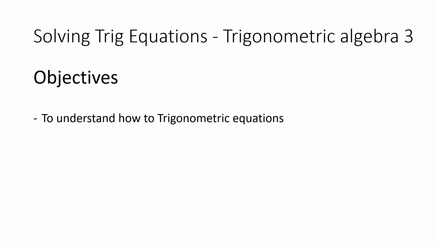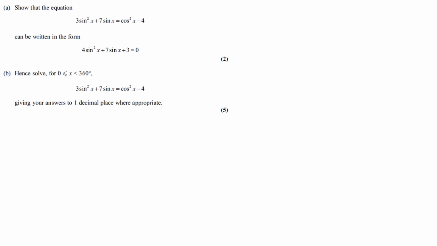What about trig equations with actual numerical answers? Well, let's take a look, shall we? First things first, show that this left-hand side can be written as this right-hand side. Or rather, this should be equal to this. Not a problem. That's what we did last time, right?